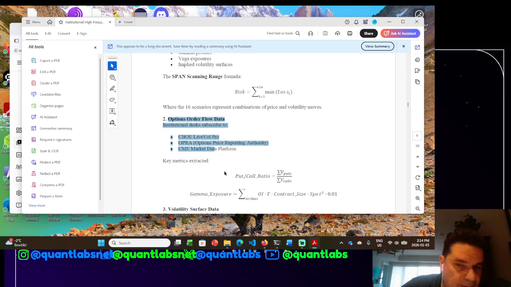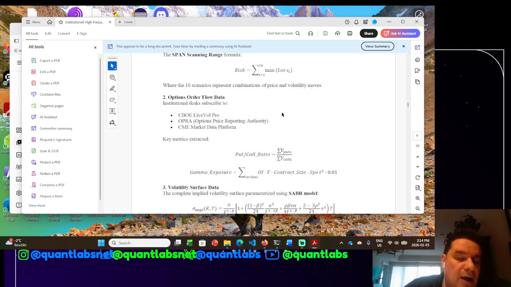So here's where your order flow is going to come from: the CME market data, the Options Price Reporting Authority, and the CBOE. These could be available when you get direct market access.